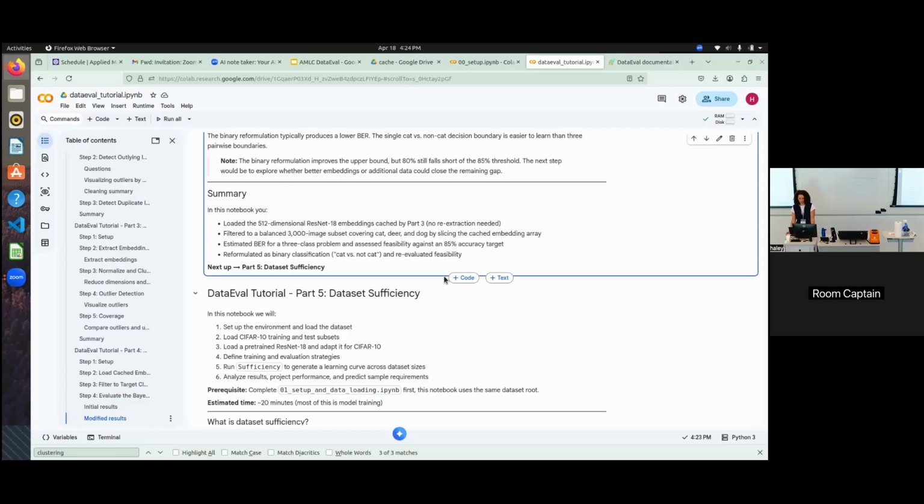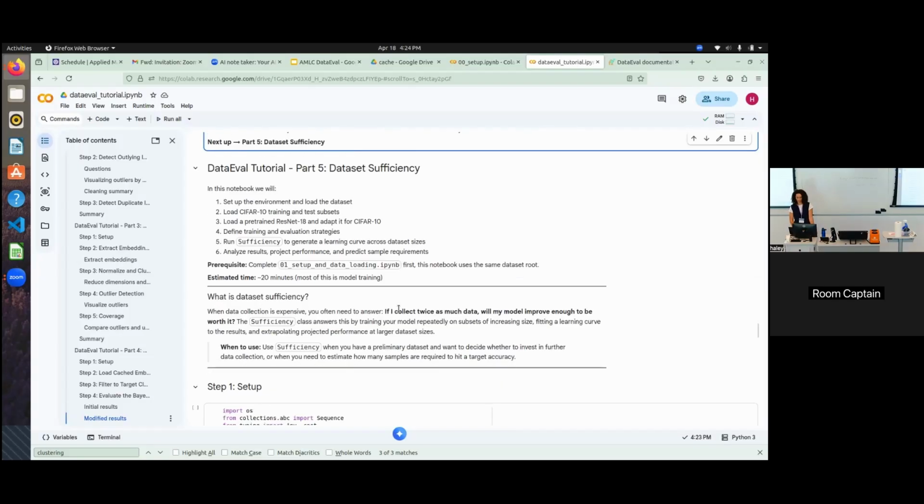We've got two more notebooks, and those are going to be the sufficiency and the monitoring. So this is getting into our model performance and our deployment evaluation.